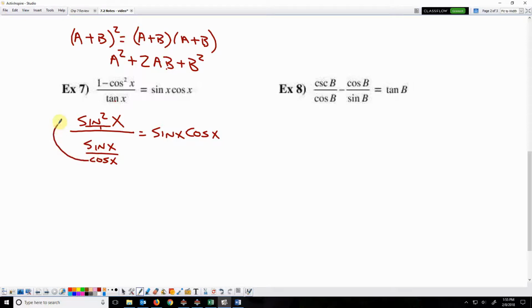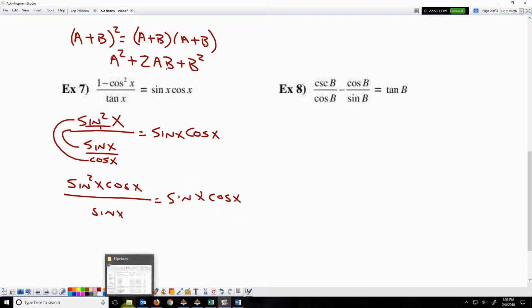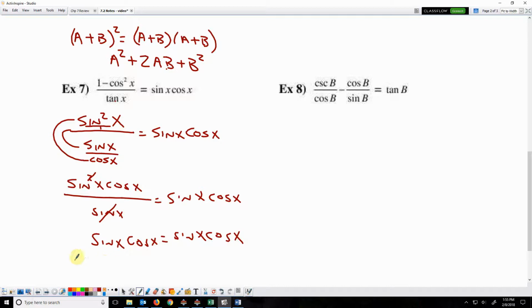So when I multiply the outer loop, I get sine squared x cosine x, and that's my numerator. The inner loop is sine x. I've got a sine x in the numerator, a pair of them in the denominator, one in the denominator and a pair in the numerator. I can cancel out 1 sine x out of the numerator and the denominator, leaving me with sine x cosine x in the numerator and sine x cosine x in the denominator, and that proves that the original statement is true.